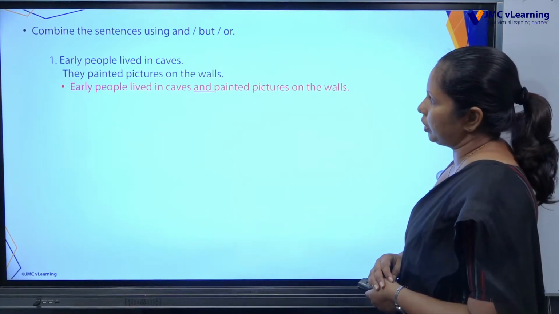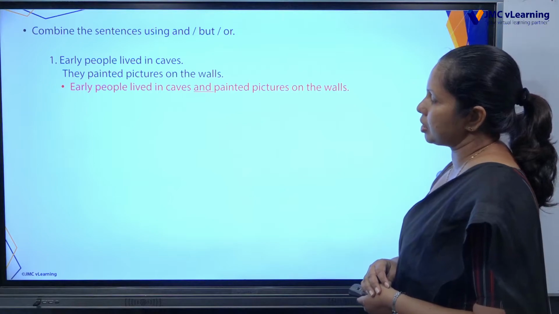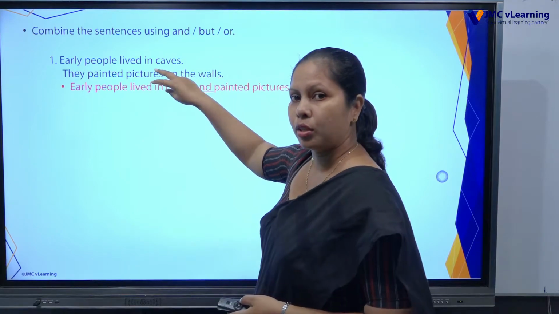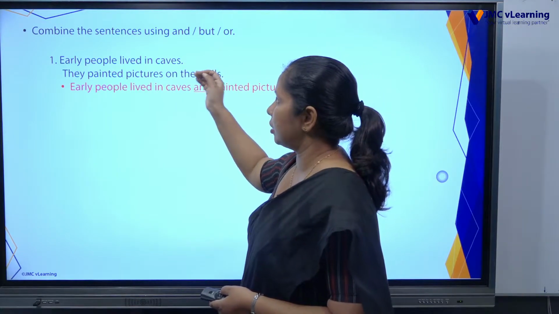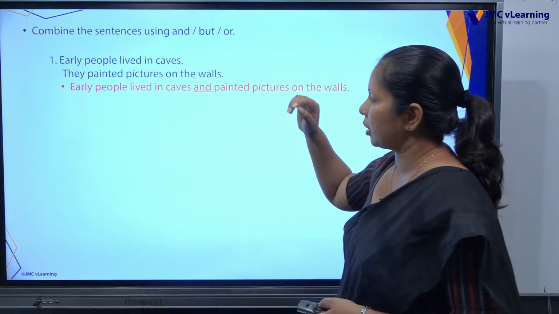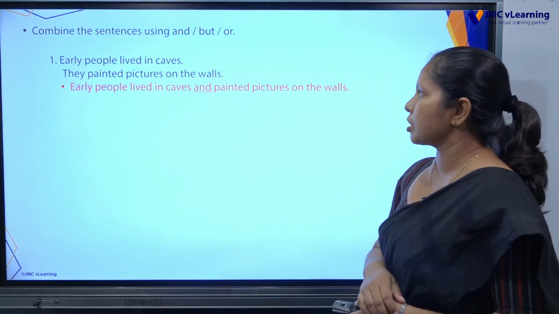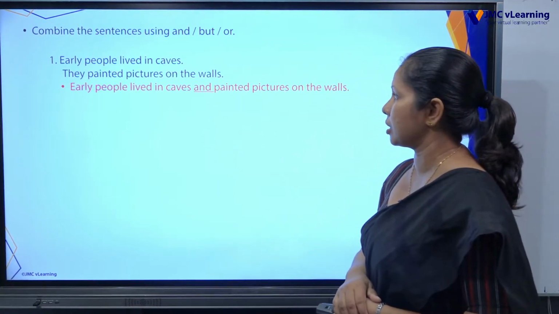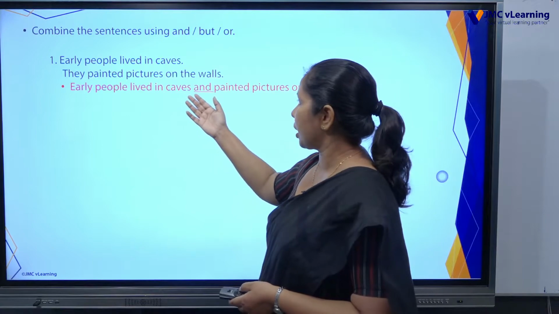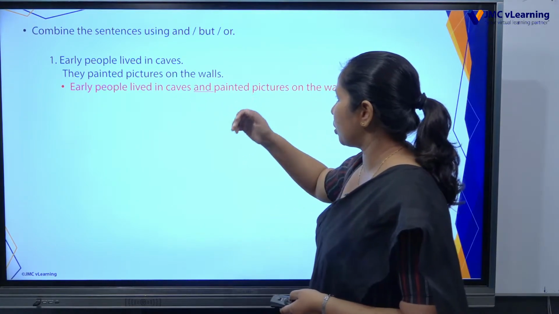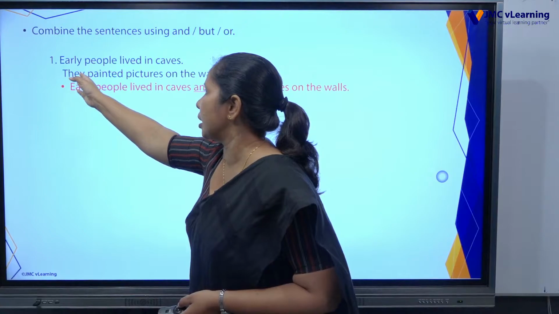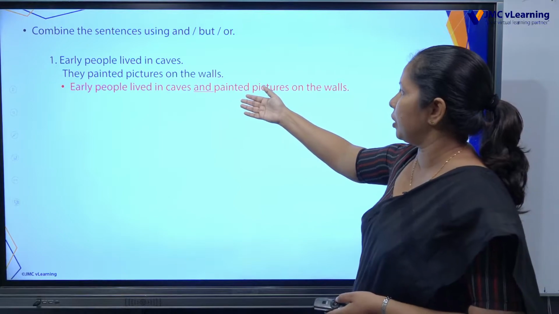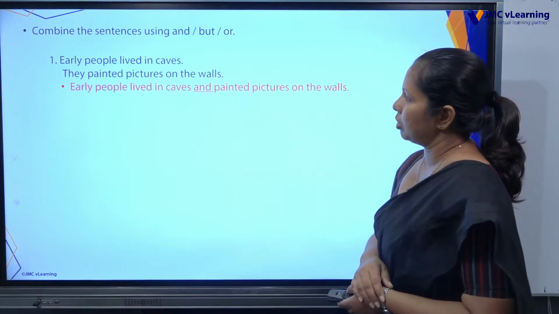Early people lived in caves. They painted pictures on the walls. So, two things have happened. One thing is early people lived in caves and the other thing is they painted pictures on the wall. So, we can use the conjunction and to join these two sentences. Early people lived in caves and, no need of using the same pronoun because it refers to early people. So, we can say early people lived in caves and painted pictures on the walls.